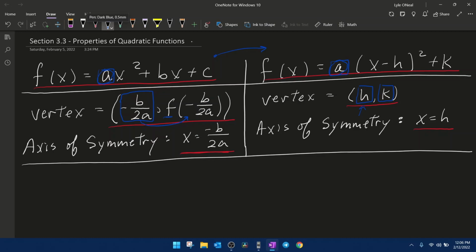So whatever a is in standard form, it's going to be the same value in vertex form. And then once you know h and k, you have all of the pieces necessary to write the function in vertex form. So again, using the vertex formula to find h and k and then writing the vertex form, in my opinion, is the easiest way to get there.